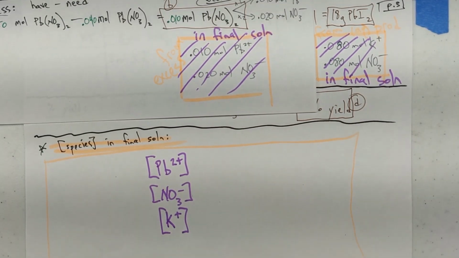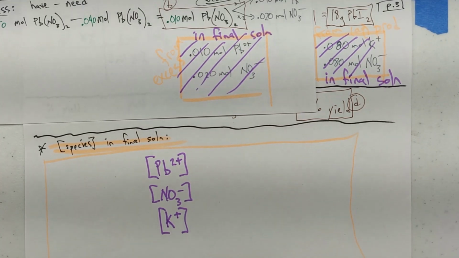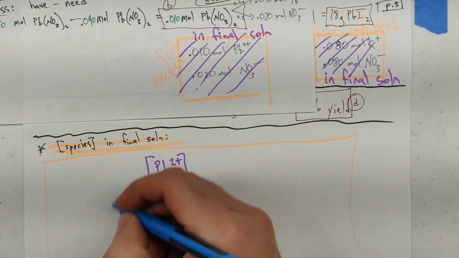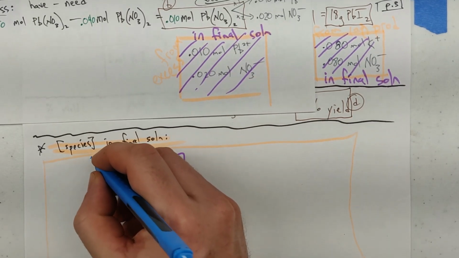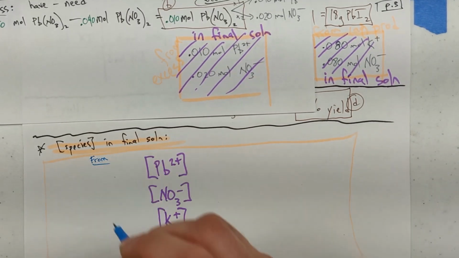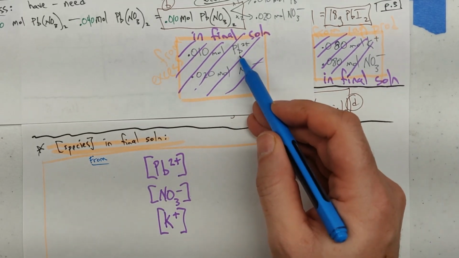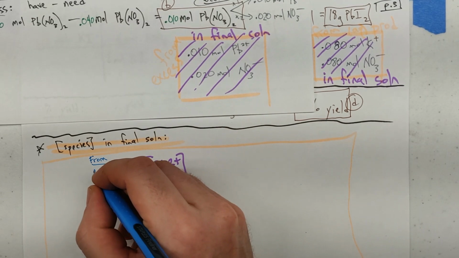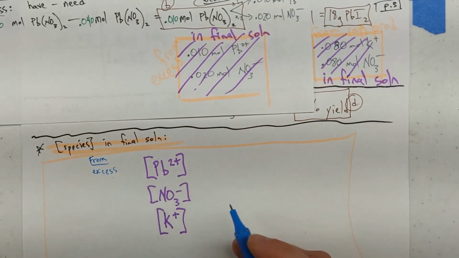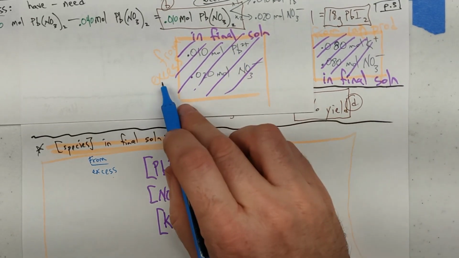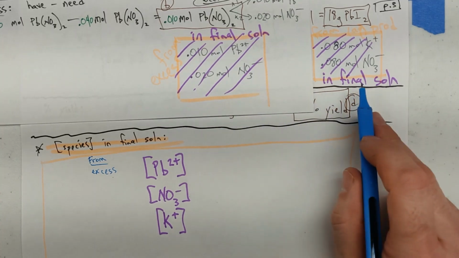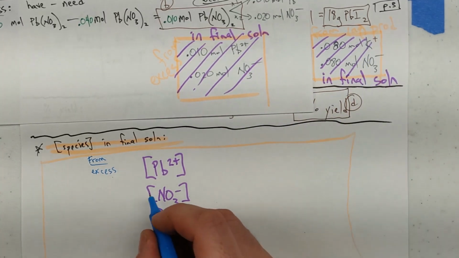Now, I'm about to write something that isn't technically part of this problem, but I like to do it for easy bookkeeping. All right, so this isn't necessary, what I'm about to write, but for my own purposes, I like to keep track of where these things came from. So if you look, the lead ions came from our excess. And the nitrate ions also came from our excess, but from our aqueous product as well.